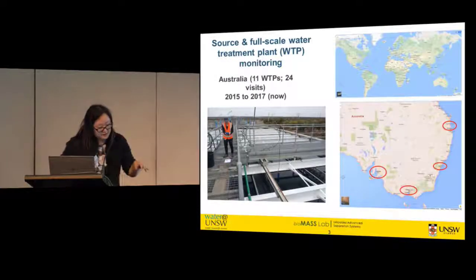So we conducted a sampling program throughout Australia, from Brisbane to Adelaide, as this is not a localised problem. Cyanobacterial blooms and associated metabolites can occur across the world, especially in the US and Canada, and all throughout Australia. During my 3 years as a PhD student, we managed to visit 11 plants in Australia and 1 overseas, with 24 visits throughout these plants, and they all have their own challenges.